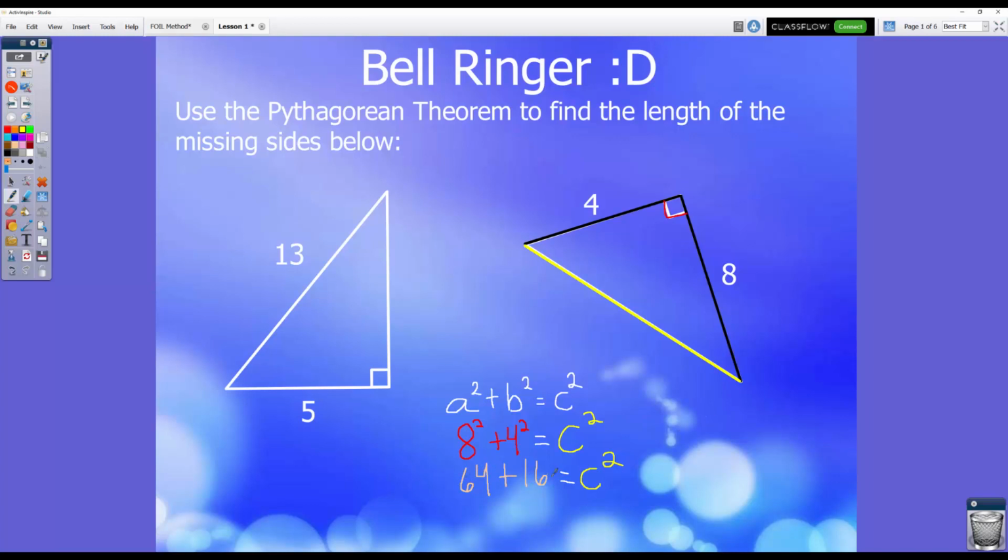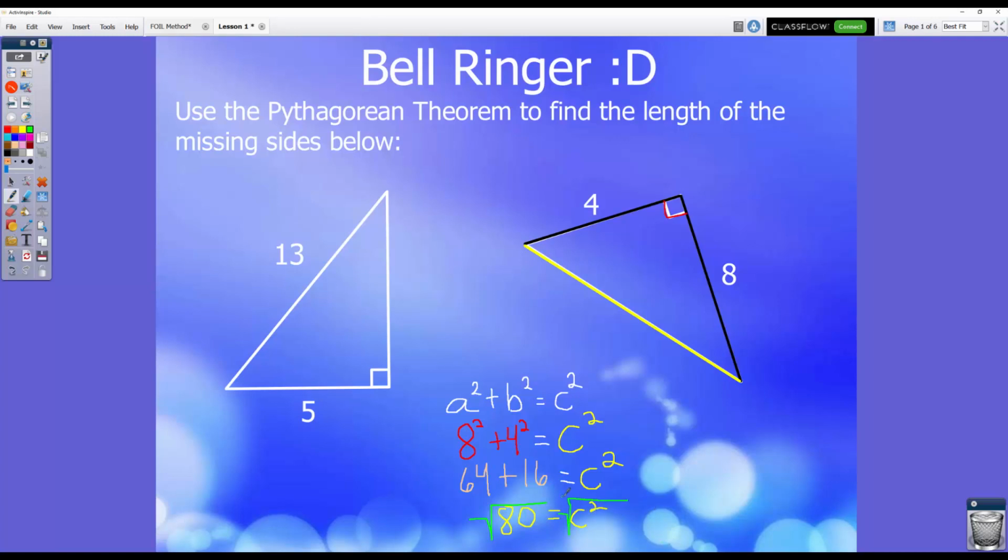We're going to add both of these together now. So 64 plus 16 will give us 80, which is equal to c squared. And at this point, we are almost finished. We know what c squared is equal to: c to the power of 2 is equal to 80. But we don't care what c squared equals. We want to know what just regular c without an exponent equals. So to cancel out that exponent of 2, we're going to take the square root of both sides.